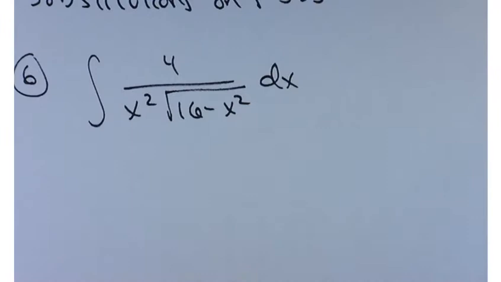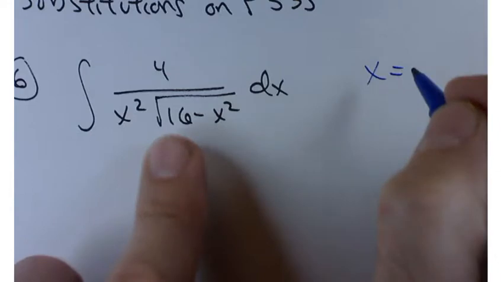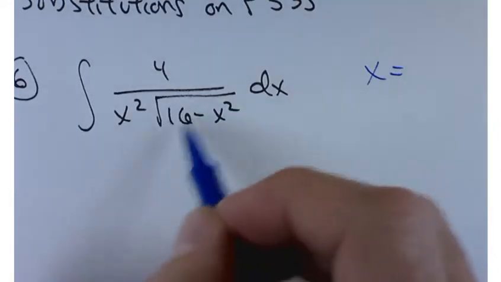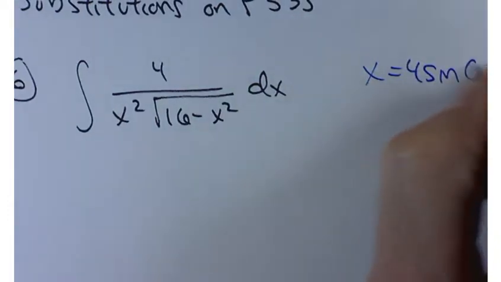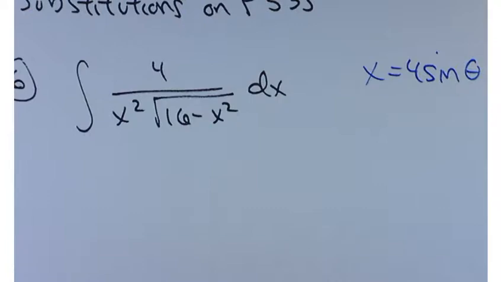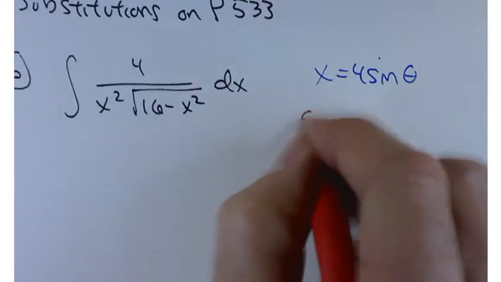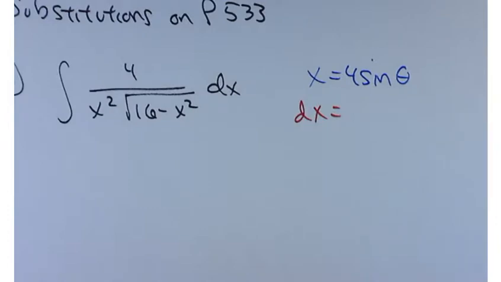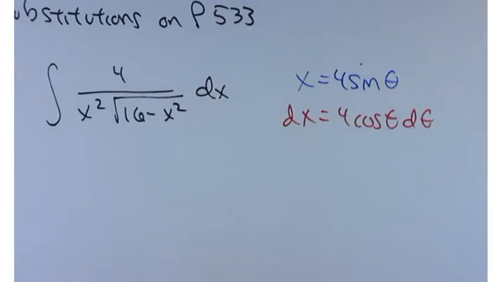So the substitution we're going to make is, let this x equal a. Well, what do I square to get the 16? 4. So it's going to be 4 times the sine of theta. Now we're just going to go ahead and plow through with the substitution a little bit. dx. What's dx going to equal if x is equal to 4 sine theta? 4 cosine theta d theta. So 4 cosine theta d theta.